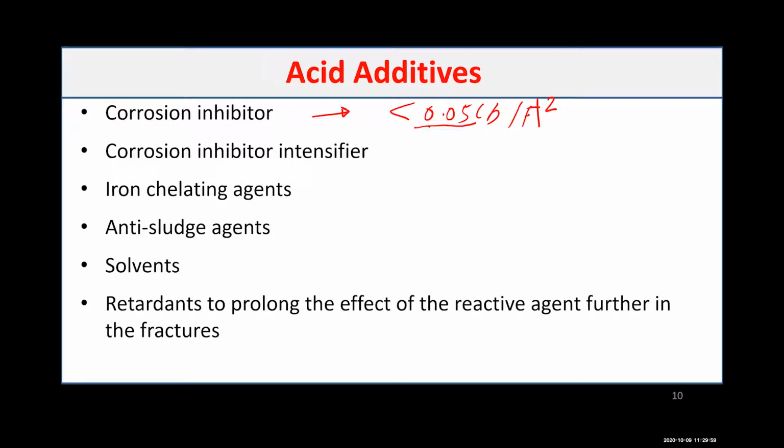Can anyone guess how much thickness of the tubing is lost by 0.05 pound per square foot? How much thickness at the end of the treatment?